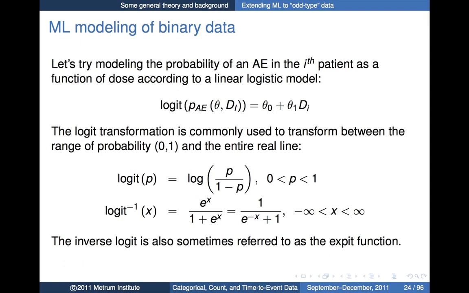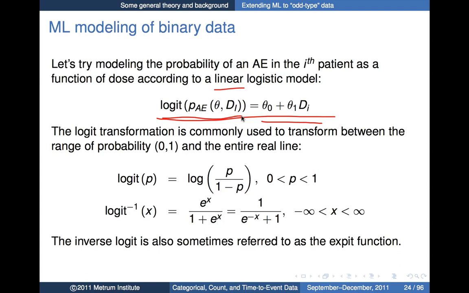So let's go ahead and try modeling that. As a first pass, let's model the probability of an adverse event in the ICE patient as a function of dose according to what we term a linear logistic model. And that's this guy right here. The linear part refers to the right-hand side here. So we've just got a model which describes something in terms of an intercept plus a slope times the dose.